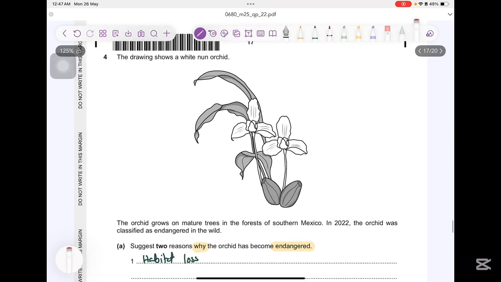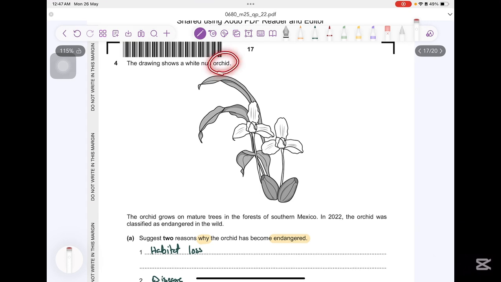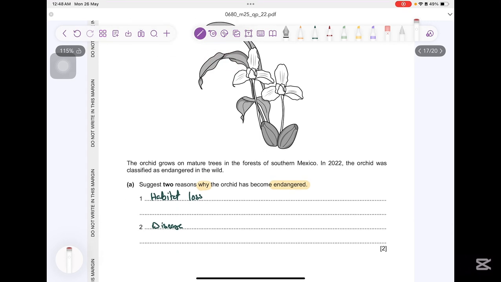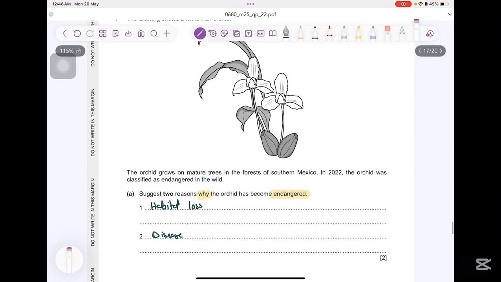The drawing shows an orchid. The orchid grows on mature trees in the forests in southern Mexico. In 2022, the orchid was classified as endangered. So it was endangered in the wild. So just two reasons why the orchid has become endangered: because of humans, habitat loss due to deforestation. Also, you can mention diseases. A disease outbreak happened and they're endangered. You can also mention limiting factors. Mention any point that you know.